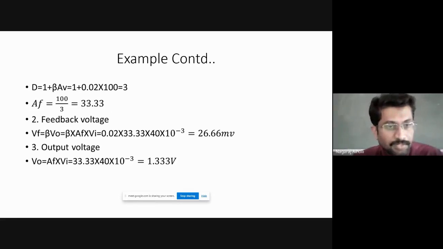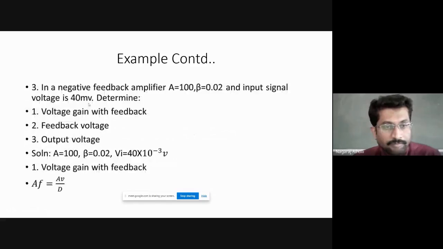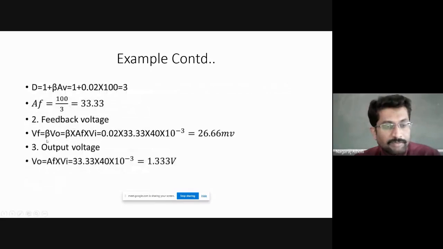Okay. Next one. They have asked for the feedback voltage. We know that for voltage amplifiers, the feedback factor beta is the feedback voltage by the output voltage, Vf by V naught. Vf is the feedback voltage. The input to the feedback circuit is the output voltage of the circuit, that is V naught. So Vf is equal to beta into V naught, or beta is equal to Vf by V naught. But what is V naught? This is important here.